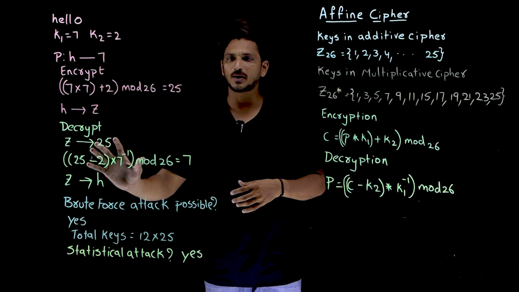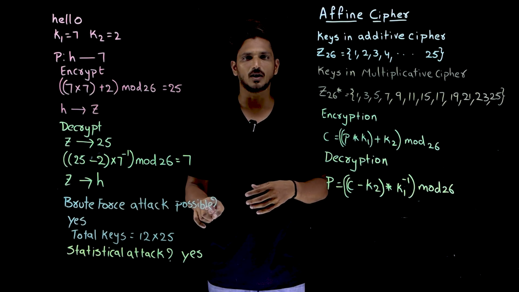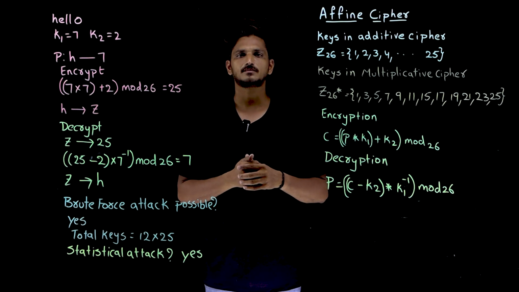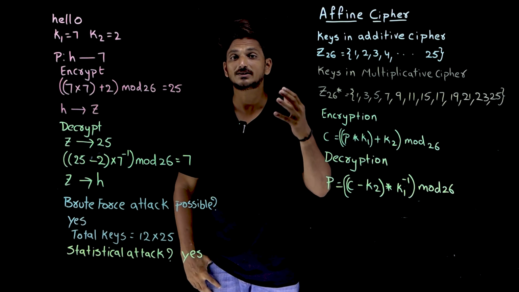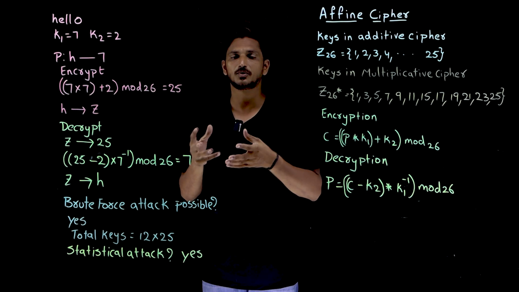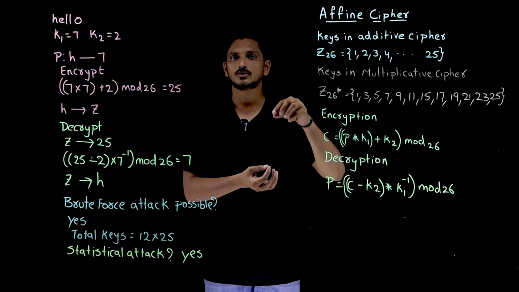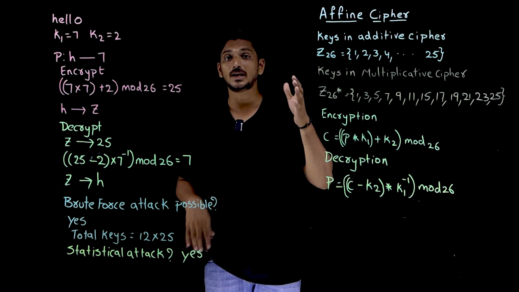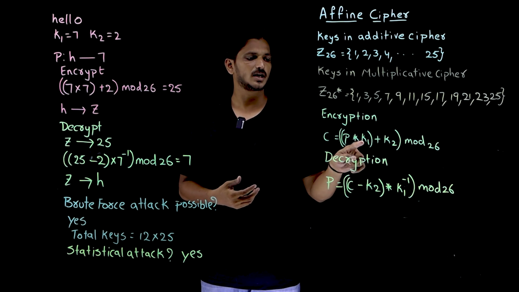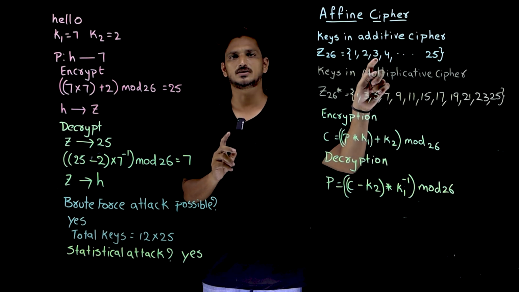As we increase the complexity, is a brute force attack still possible on affine cipher? Yes, brute force attack is possible on affine cipher. Why is it possible? What is the key domain? It means how many keys are possible to test. Brute force means apply all possible keys. So what is the key domain, how many keys are possible? See here, we are taking K1, K2. K1 from this set, K2 from this set.